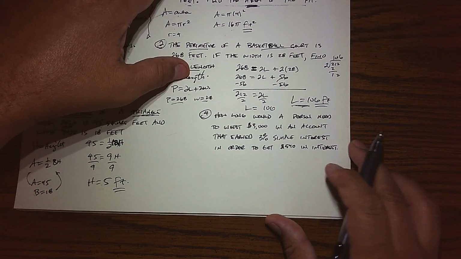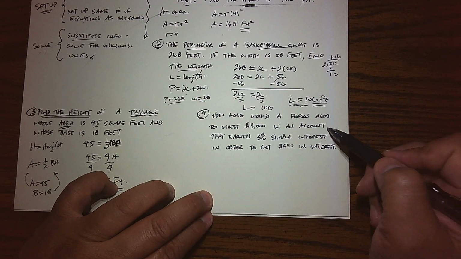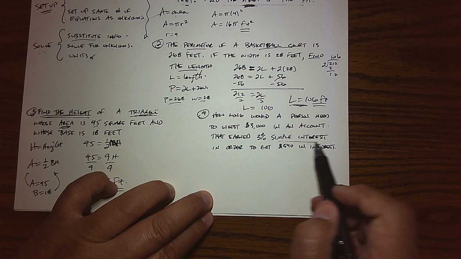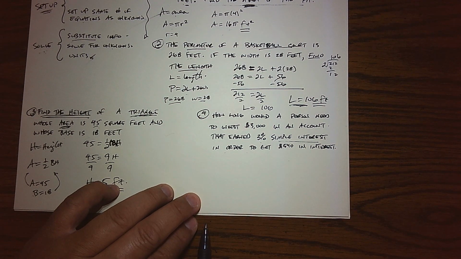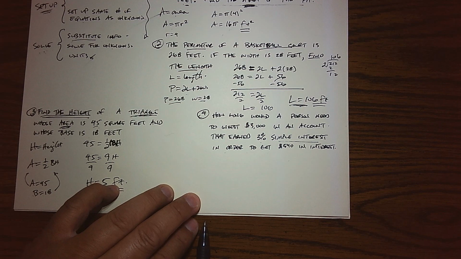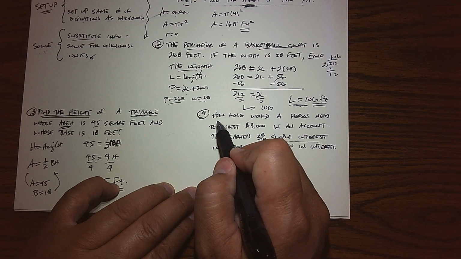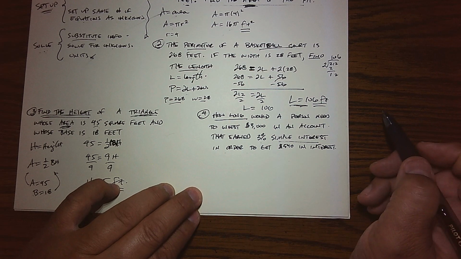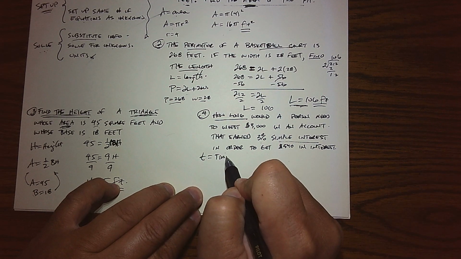Last but not least, our last word problem. How long would a person need to invest $3,000 in an account that earned 3% simple interest in order to get $540 in interest? Whew. All right, so very lengthy problem. So let's try to find our unknown. They're asking us how long. So to me, that's a time. So the unknown in this is how much time it's going to take.